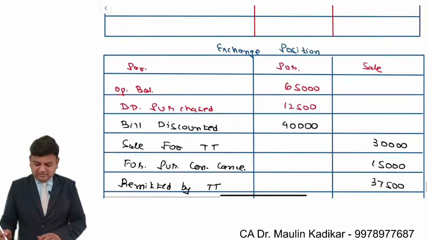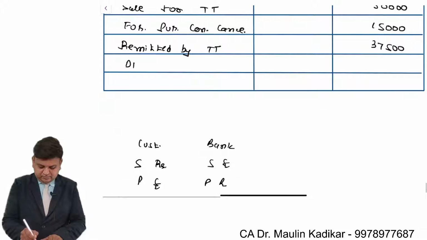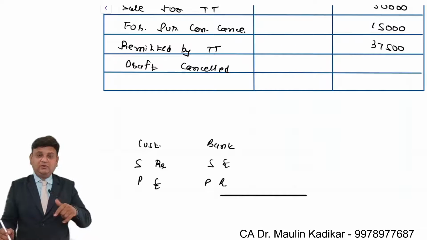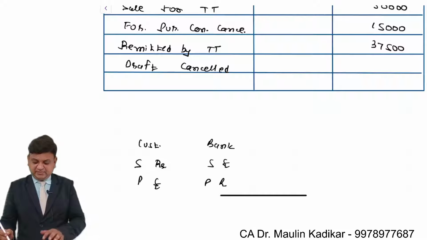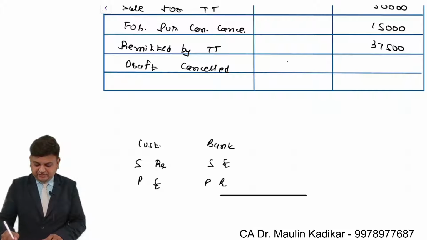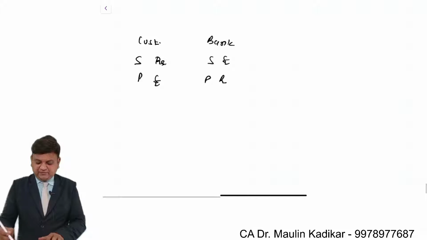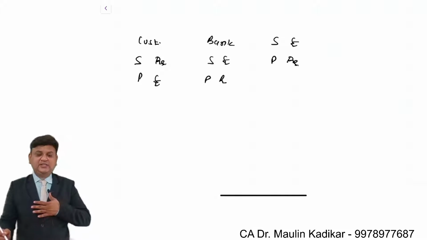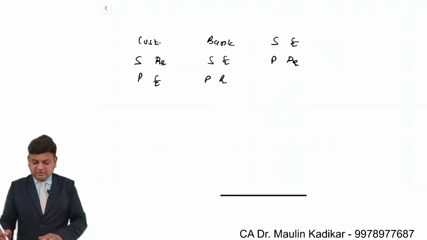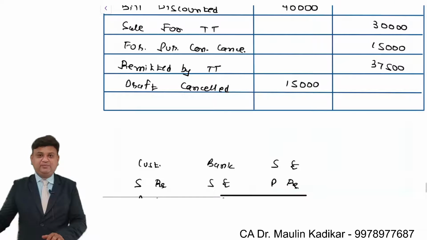Draft on London cancelled. So draft cancelled, so we are required to make payment in rupee currency. So it is sell of rupees and purchase of pound, that is an amount of 15,000. Because initially when the draft was issued, at that time, sell of pound and purchase of rupees. That is a transaction from the bank point of view. Now the reverse of the same, it is sell of rupees and purchase of pound.